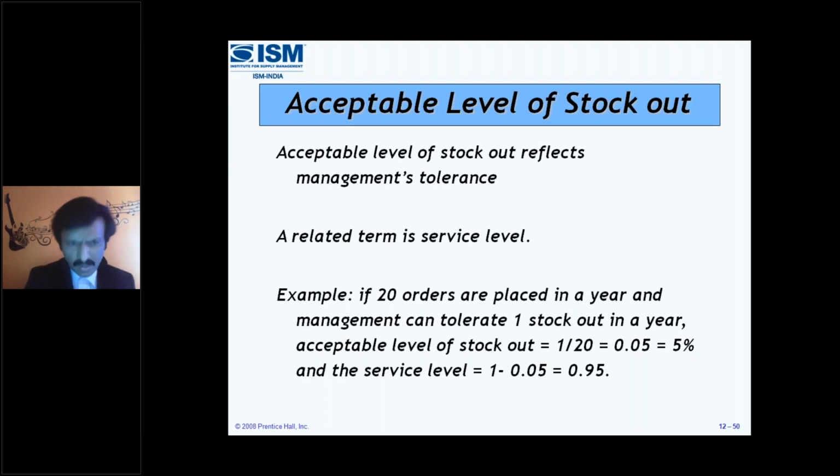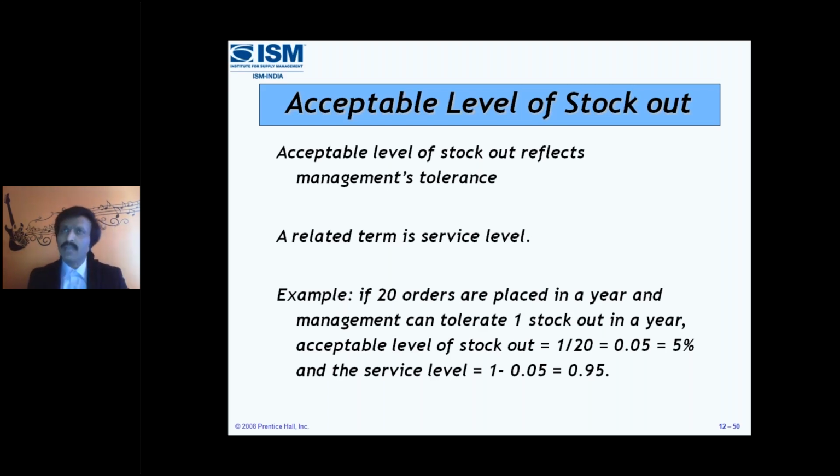See the service level. Take a simple example. Your 20 orders are placed in a year, and management can tolerate 1 stock out out of 20. So one stock out in a year. So what is the acceptable level? That is just 5%. That means 95% efficiency is desired by the management.